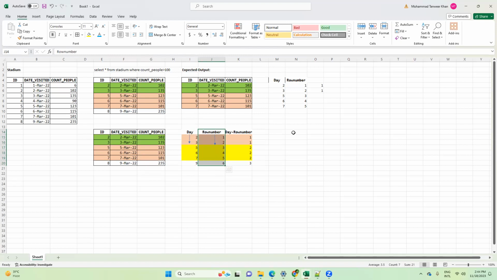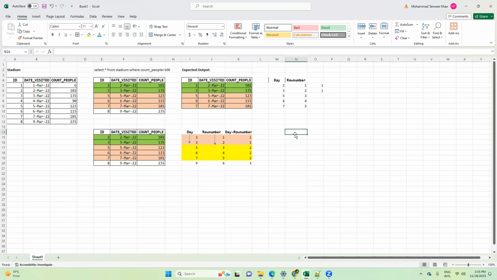Row number, right? Yes, sir. Now here I'm taking the difference of day and row number. This difference is one, this difference is one. So if the difference between two variables is constant, it means their values are getting incremented by the same amount.